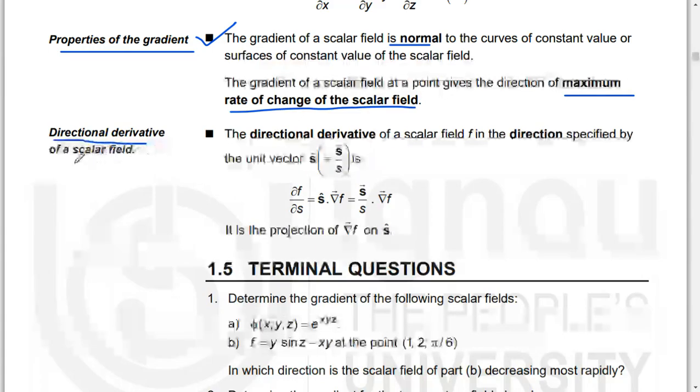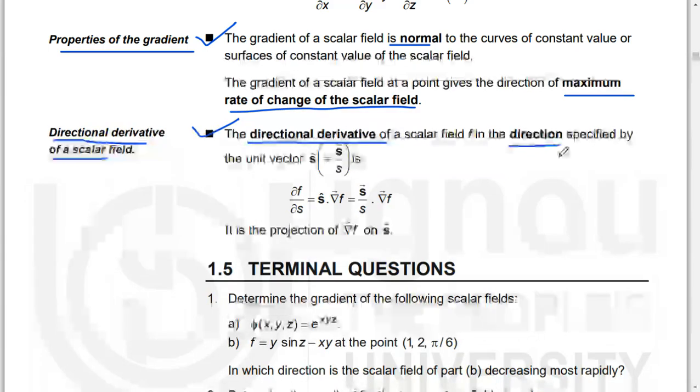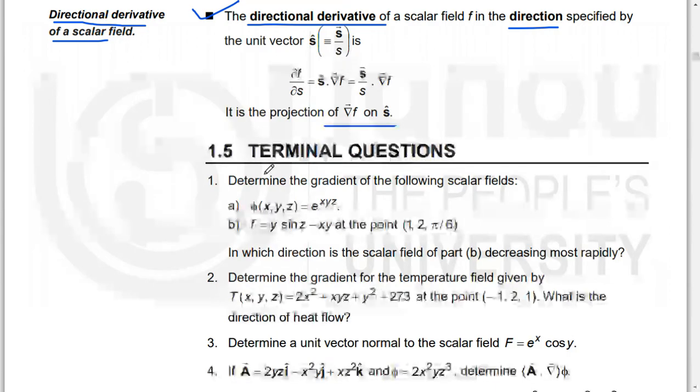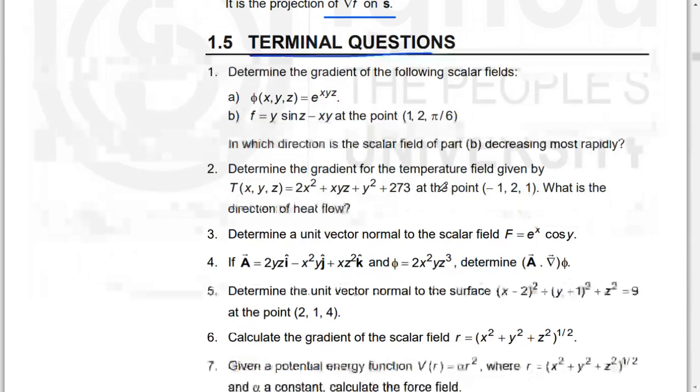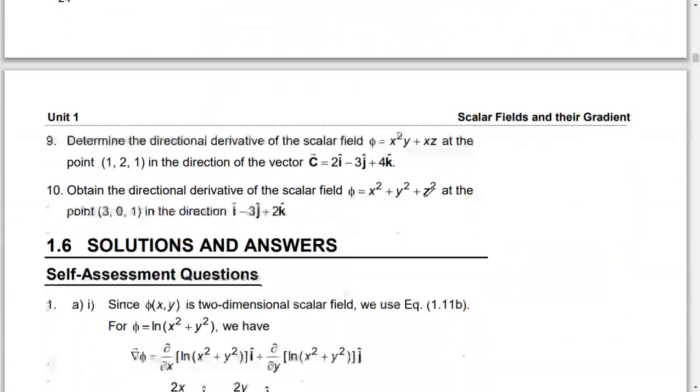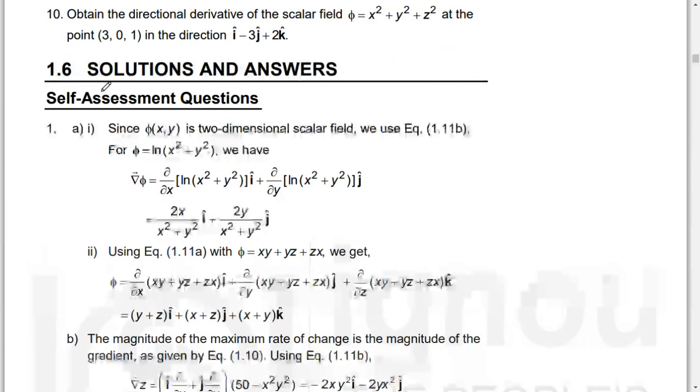Directional derivative of a scalar field: the directional derivative of a scalar field f in the direction specified by the unit vector s cap is df by ds, equal to s cap dot del f. It is the projection of del f on s cap. Terminal questions, solutions and answers.